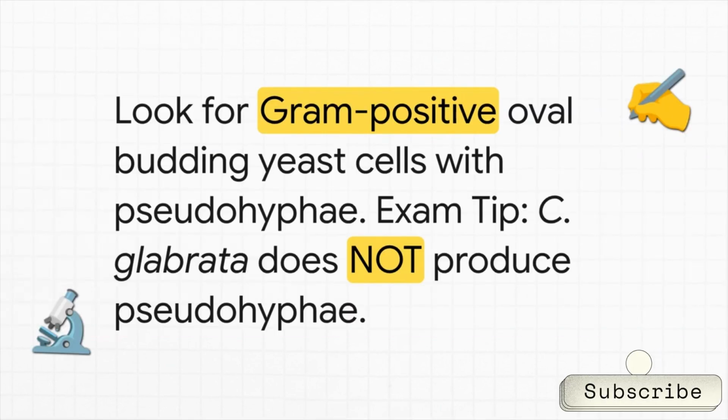So, what are you looking for on that microscope slide? After a gram stain, you're looking for these classic gram-positive oval-shaped budding yeast cells. And you'll often see those pseudohyphae we talked about. But here is a massive 5-star exam tip. Candida glabrata, which is pretty common, is the exception to the rule. It does not make pseudohyphae. That is a classic MCQ trap, so don't fall for it.